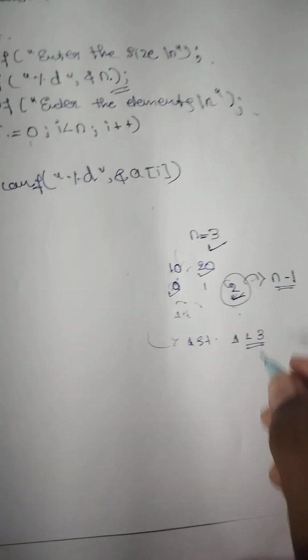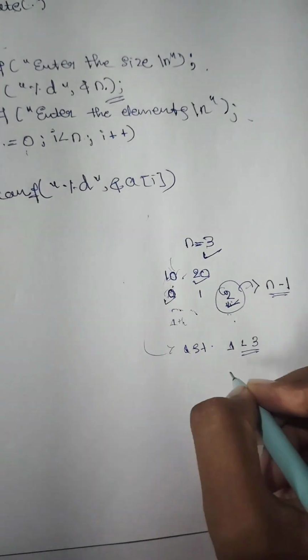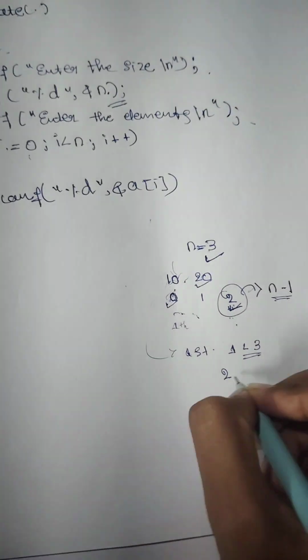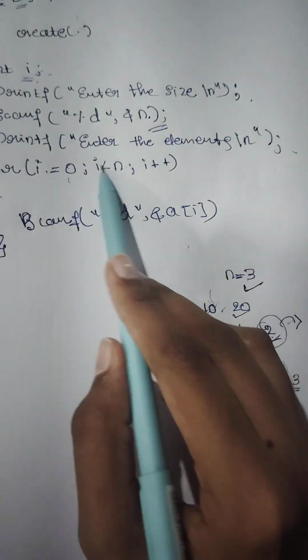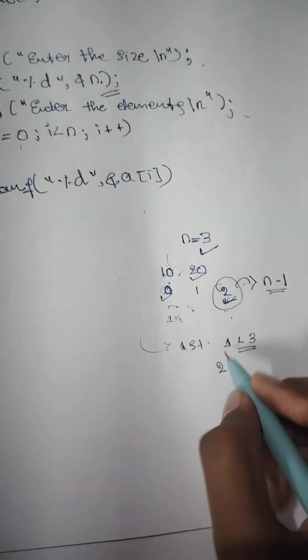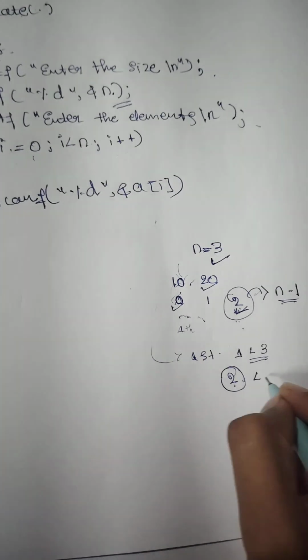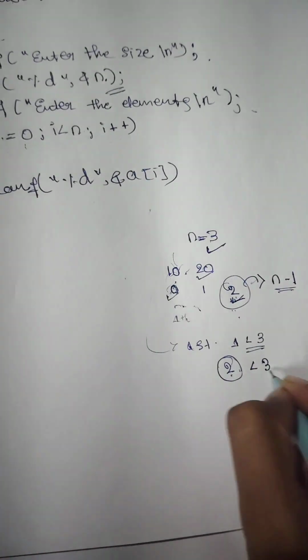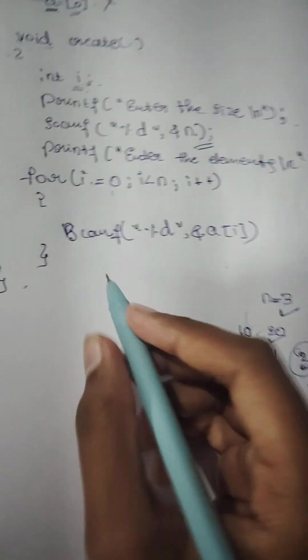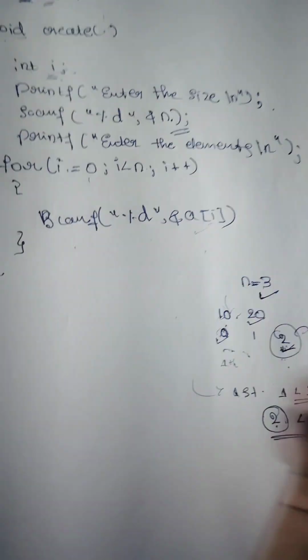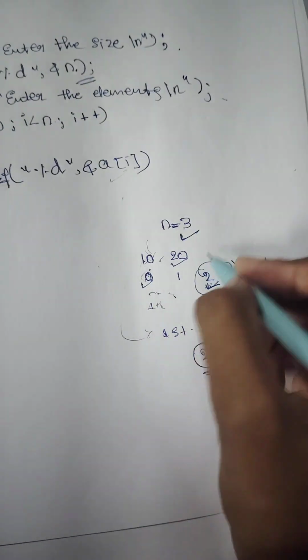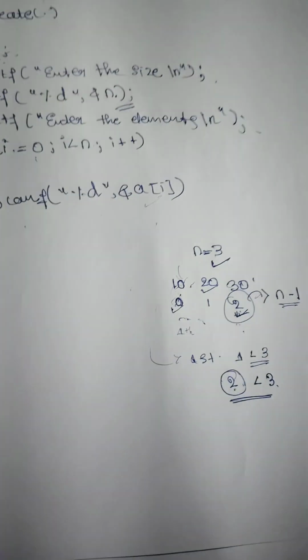And what will happen next is it will again increment the I value. My I now becomes 2. Again check whether I is less than n. What is my I now? It is 2. 2 is less than n. Yes, because n is 3. It is true. So it will go inside the loop and again insert the element. So I will insert the element as 30.